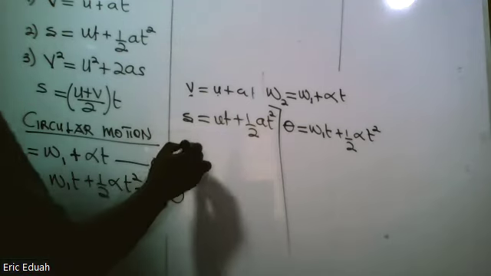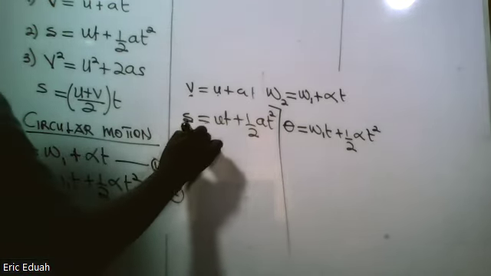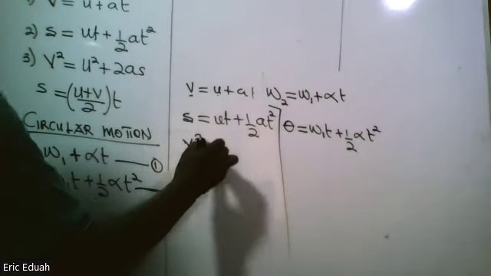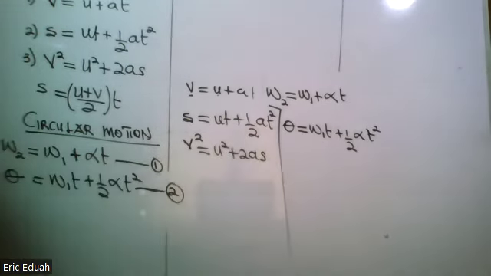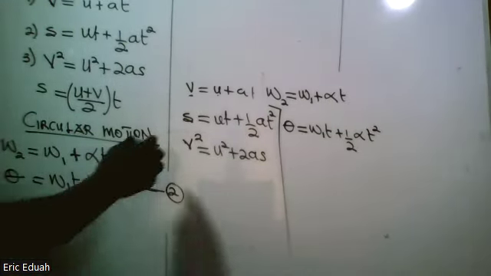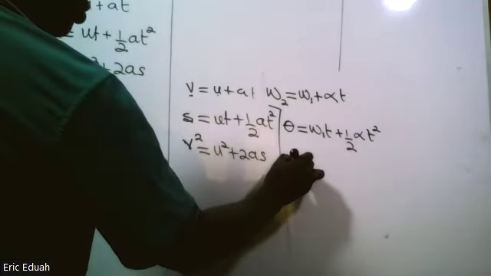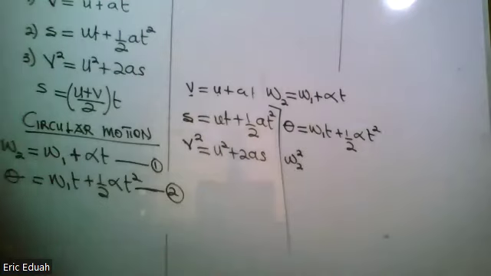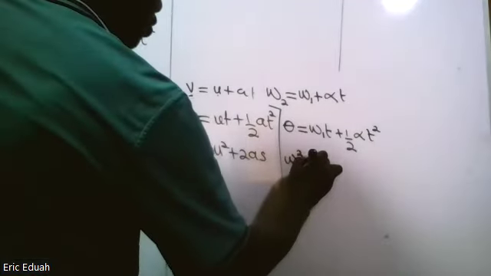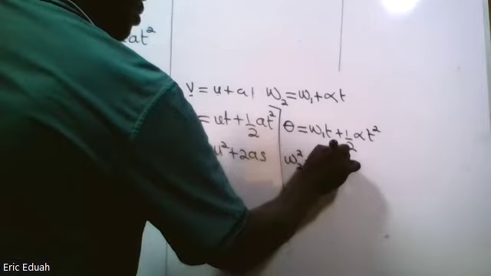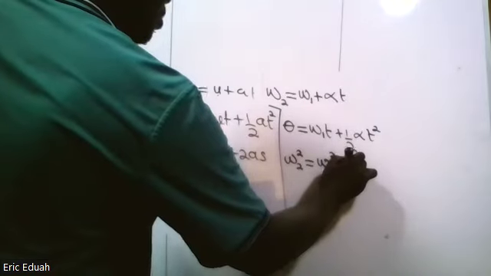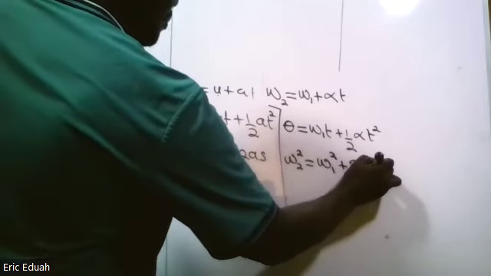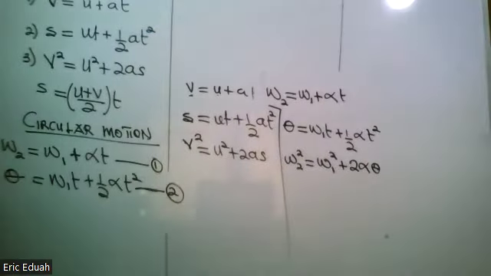Then the last one, v squared is equal to u squared plus 2as. In circular motion, this is omega 2 squared equal to omega 1 squared plus 2 alpha theta. Equation 3.